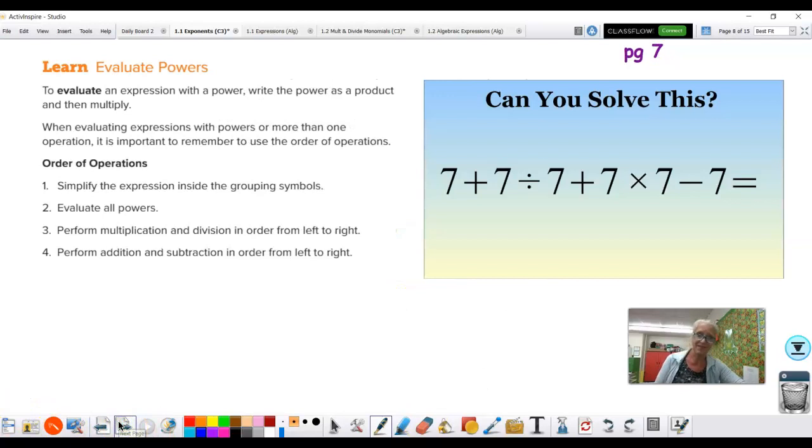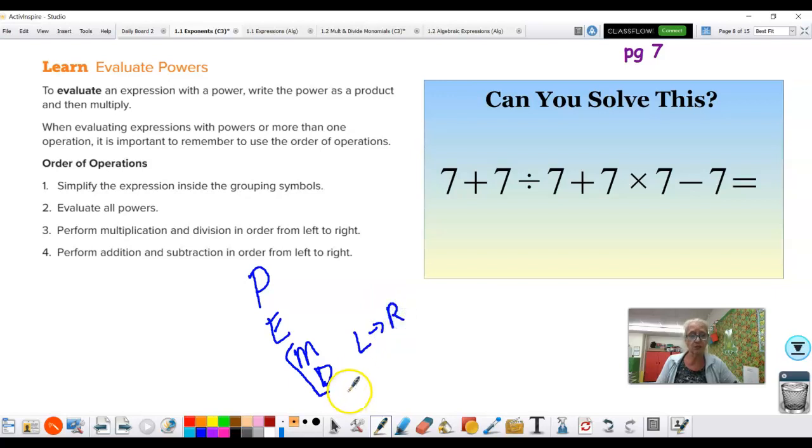Okay, so evaluate powers. We're going to be using the order of operations. You remember order of operations is PEMDAS. PEMDAS is parentheses and grouping symbols. E is for exponents. M and D are for multiplication and division. Because M comes first does not mean M gets done first. These are done from left to right.